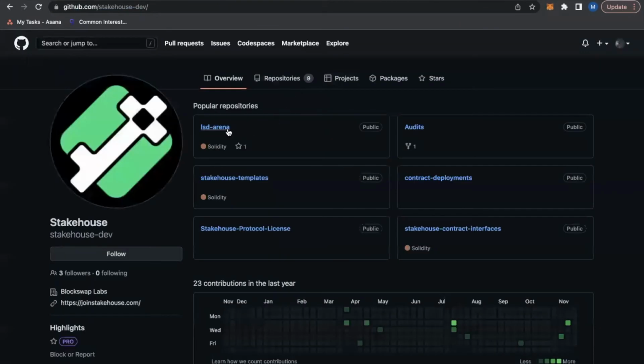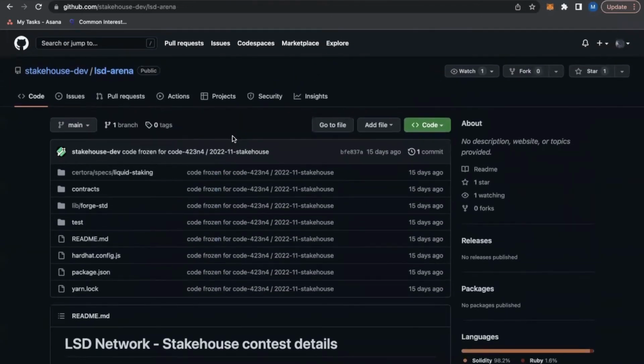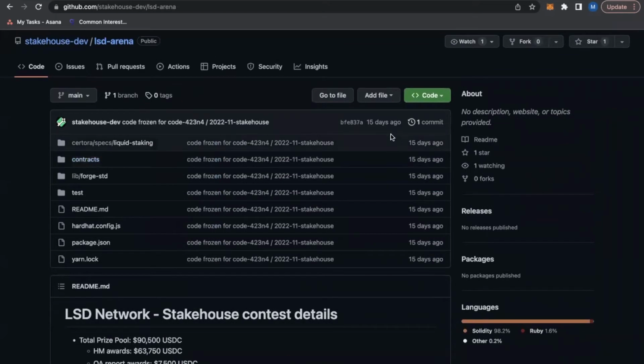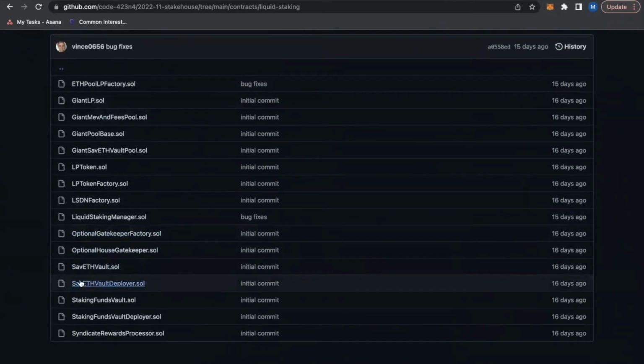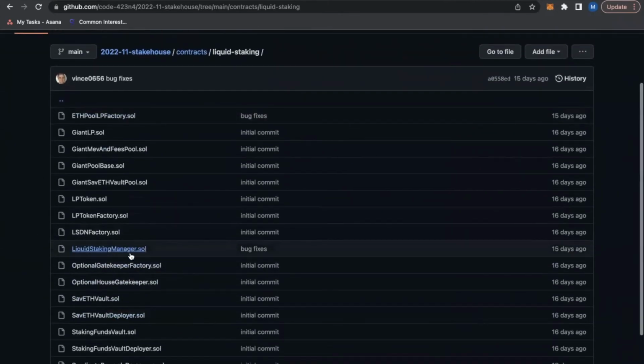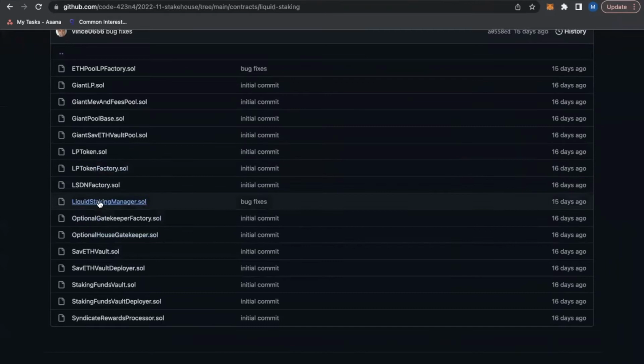I should go to the arena. Yes. Okay, all the contracts are here. Yes. So these are all the smart contracts that work together towards a successful LSD network. Here you can see the liquid staking manager, the heart of a liquid staking network. And the LSD network factory smart contract can be used to deploy it. It's a factory, so you are basically deploying the LSD network.